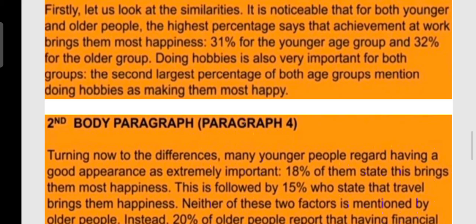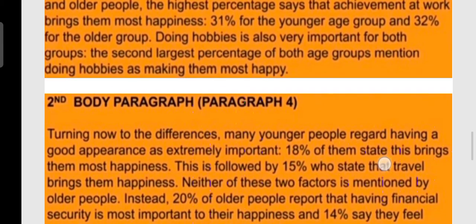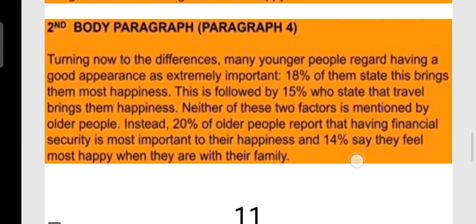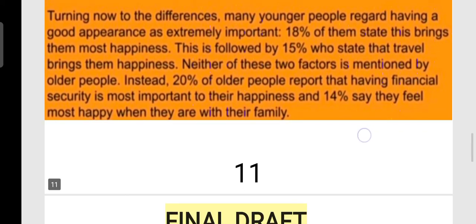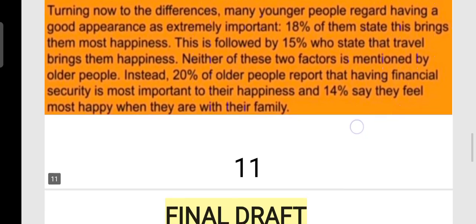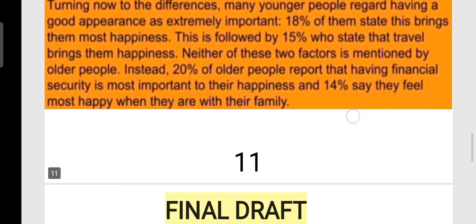We have to highlight the main points. We have to pick those points where we can make a comparison or show the similarity. Now the second one: turning now to the differences. Many younger people regard having a good appearance as extremely important. 18% of them state this brings them the most happiness. This is followed by 15% who state that travel brings them happiness. Neither of these two factors is mentioned by older people.